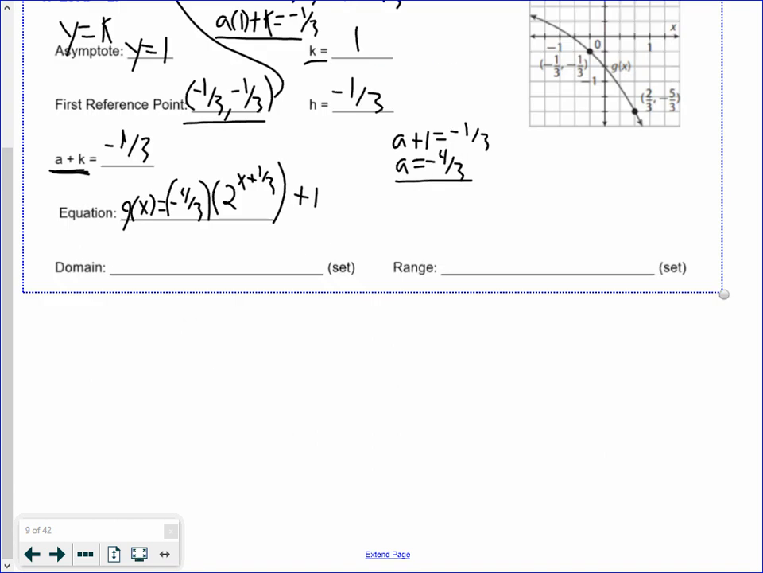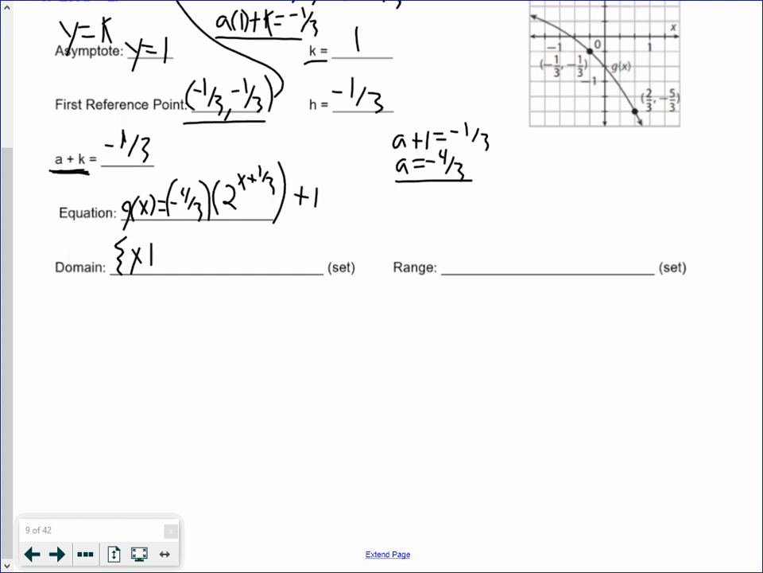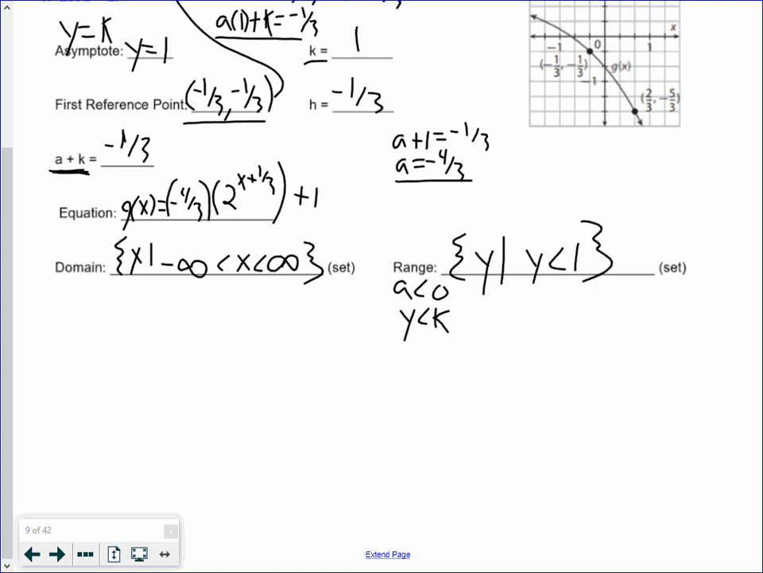All that's left is to figure out what our domain is going to be in set notation. So remember, no matter what transformations we do to an exponential function, the domain will always be all real numbers. So that's what our set notation for the domain is going to be. And for our range, our a value here is less than 0. So that means our range will be y is less than our k value. So in set notation, we get y such that y is less than our k value of 1. And that'll be our range.